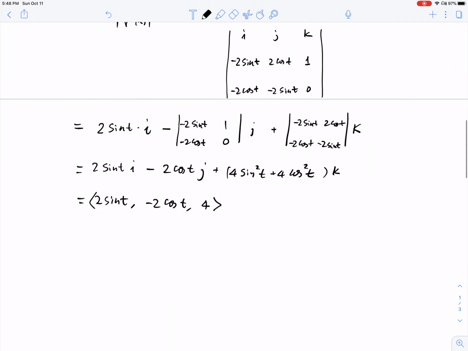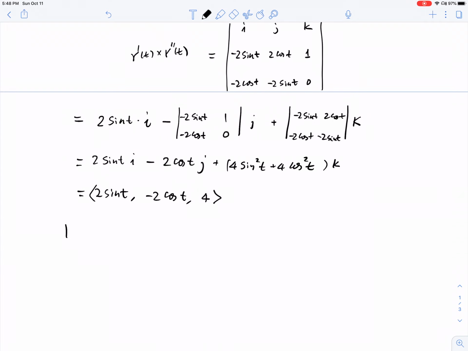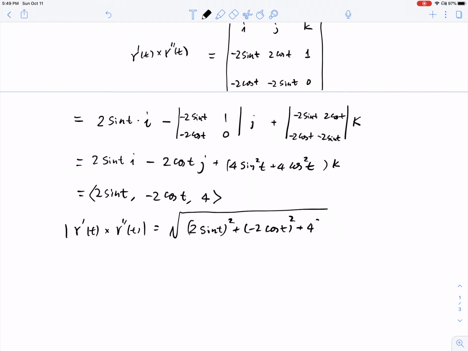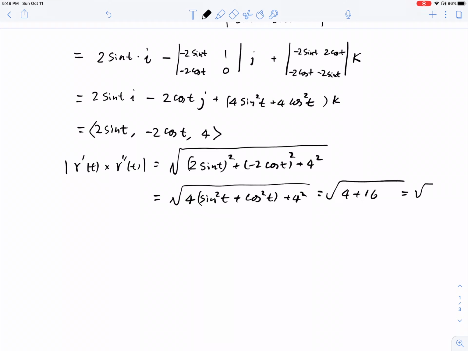Now, this is r prime of t cross r double prime of t, right? And then we try to find its length. That's the square root of 2 sine t squared plus negative 2 cosine t squared plus 4 squared. So now we have square root of 4 sine squared t, and we can see it's also 4 cosine squared t over here. So we again see this nice formula. And that would be 4 plus 16, and that's going to be root 20.